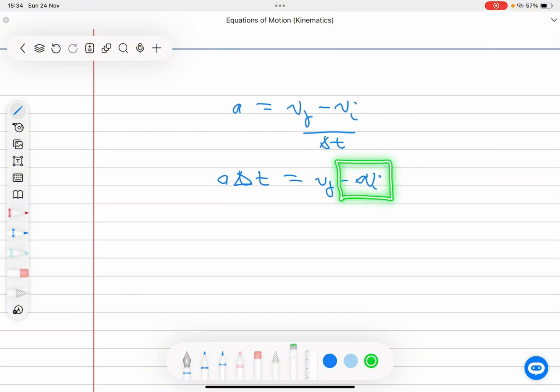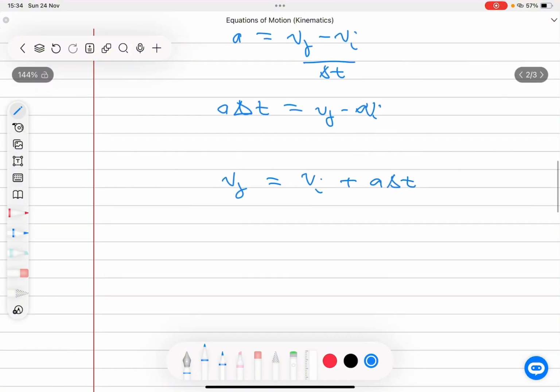At this stage, I'm going to transpose the v initial to this side, so that it becomes a plus vi. Now I'm only left with v final is equal to, now I'm going to have the vi, because it will be positive when it comes to this side, but I still have here the acceleration times change in time. This I will call equation 1.